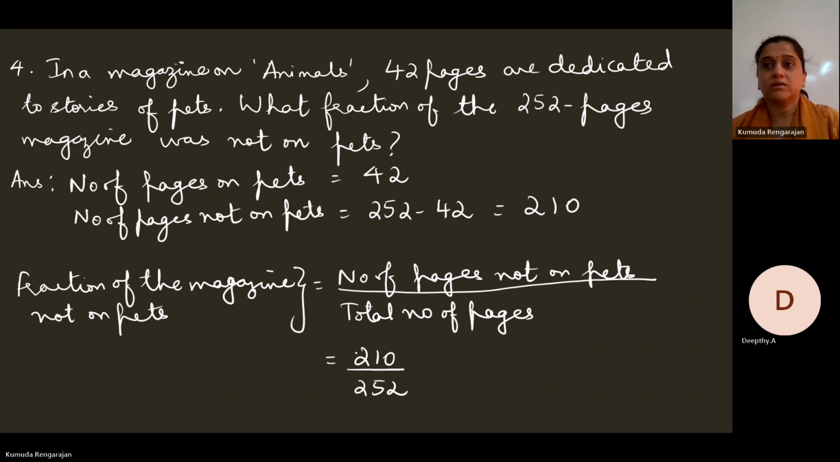Okay. Do you want help on simplification? What is it? Simplify. 105, not 205. Okay, let's do it together. 210 divided by 252. Let's do it together.